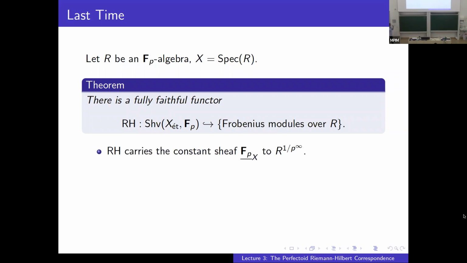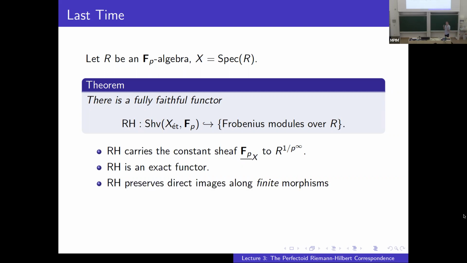And so let me just very briefly review a couple of properties that this construction has. First, if you apply this construction to the constant sheaf, what you produce is the perfection of the ring R, the ring that you get by taking R and adjoining all p-power roots of its elements. It's an exact functor between abelian categories, and it's compatible with direct images, not in general, but along finite morphisms. And in particular, it's compatible with direct images along closed immersions.